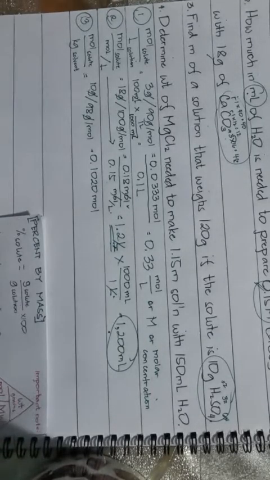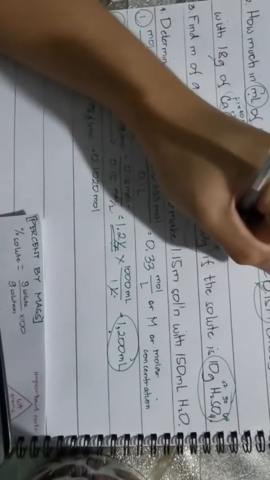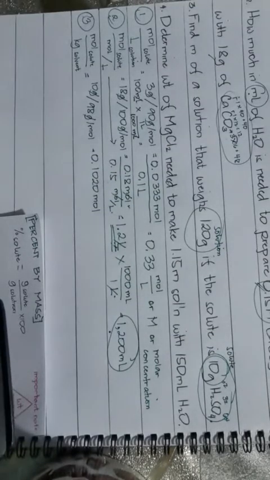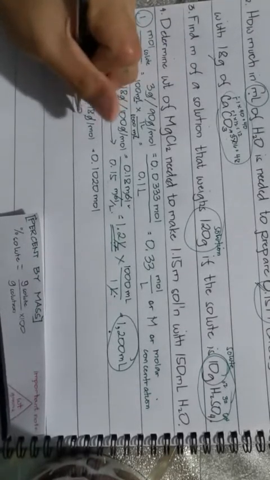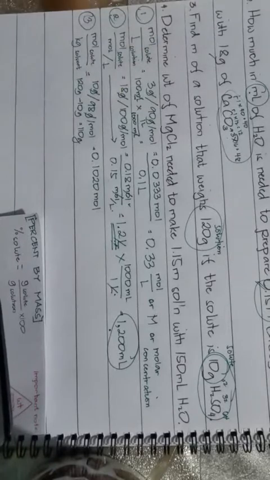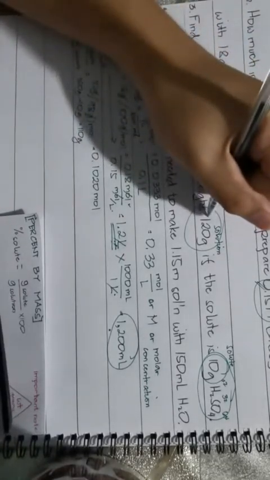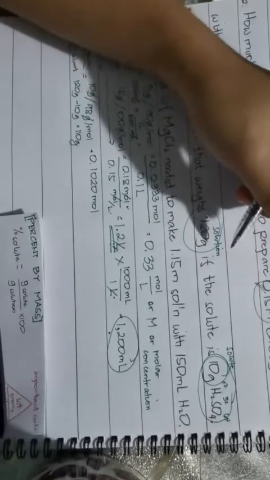Ngayon naman, kailangan natin hanapin yung kilogram ng solvent. Now, in order for us to determine the kilogram of the solvent, ang nakalagay kasi dito, itong 120 ay solution. Itong 10 gram ay sa solute. So, kailangan nating ipaghiwalay yung solute doon sa solution para makuha natin yung solvent. So, that means 120 grams minus 10 grams, it is equal to 110 grams. So, ibig sabihin, solution minus solute, it is equal to the solvent, which is now 110 grams.